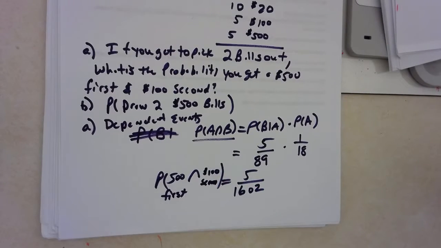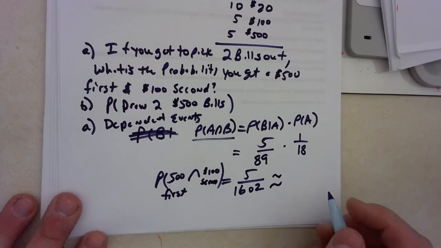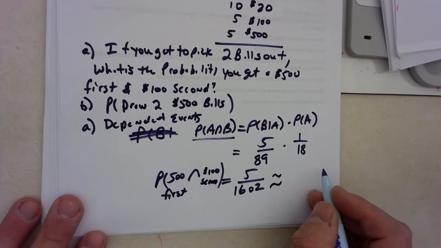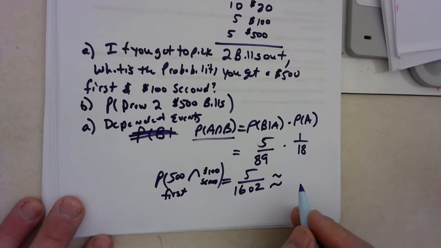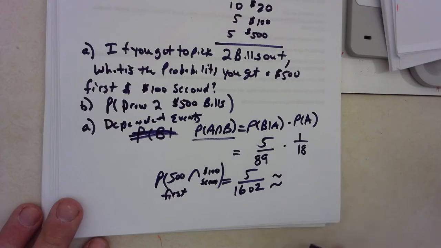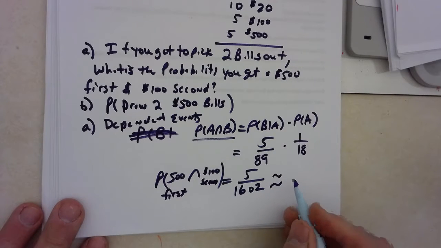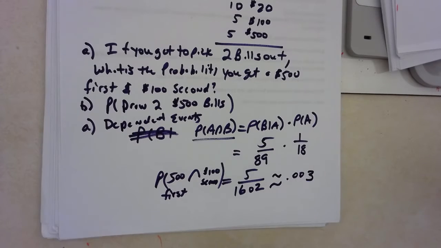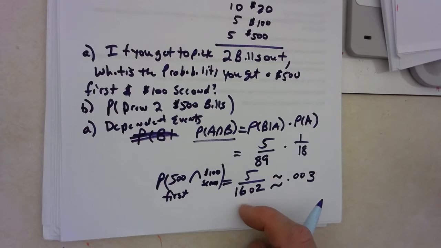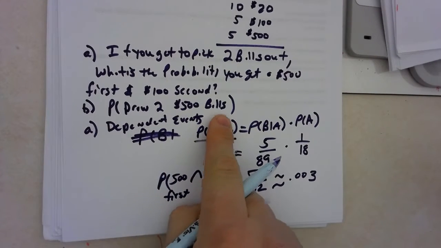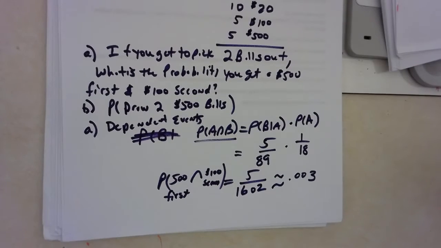Kai, just as an approximation, what would that be? Less than 1%. Like 0.003. I use the wavy line, since it's not exactly equal. Well, look at what the question is. Do part B on your own.